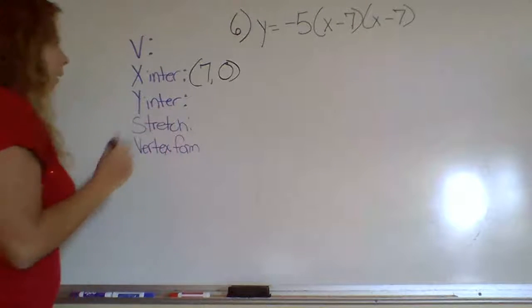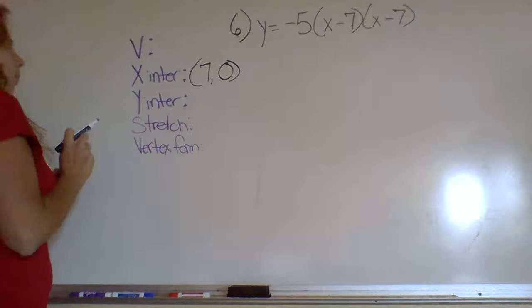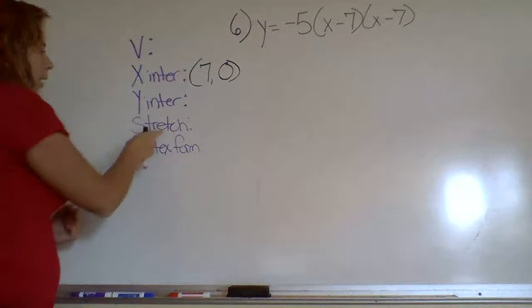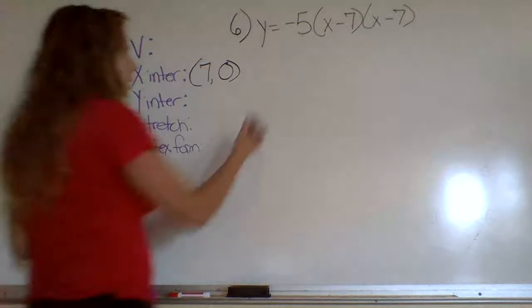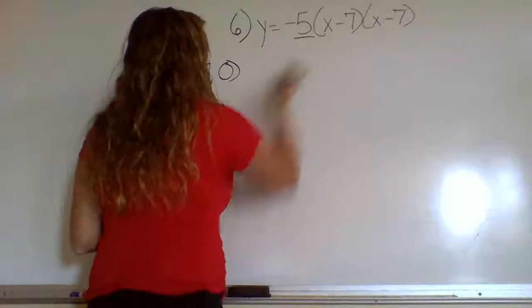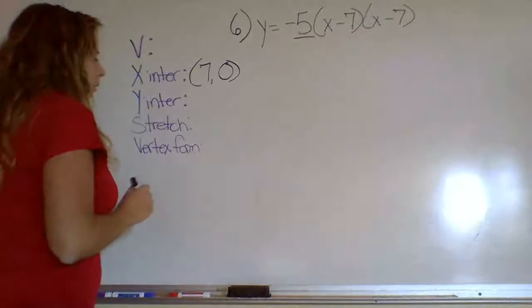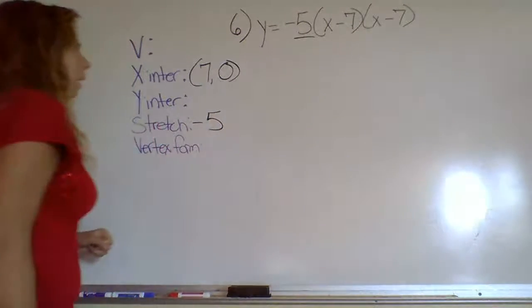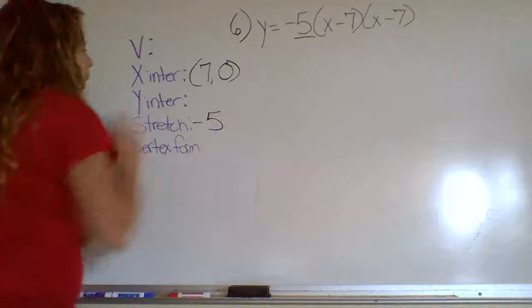What else can you pull out immediately from your equation? You can pull out the stretch. Remember, the stretch is just A, whatever number is in front. So your stretch is negative 5. You just copy that down. Boom. Okay.